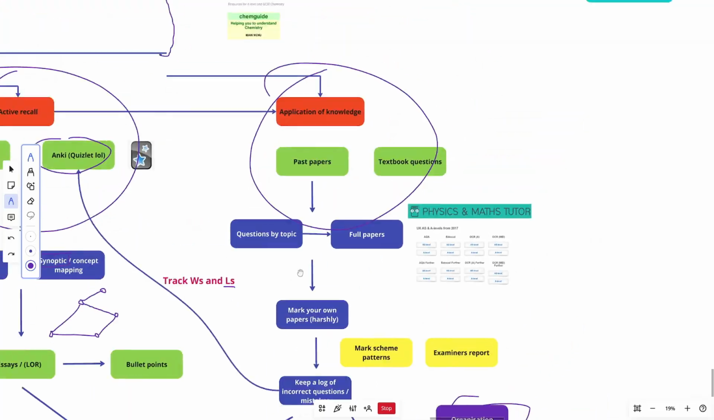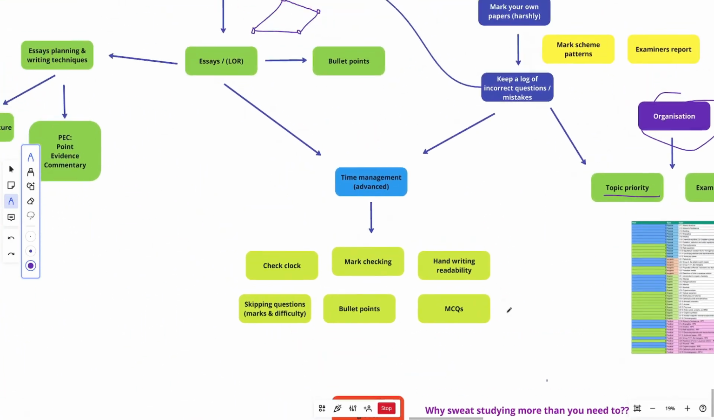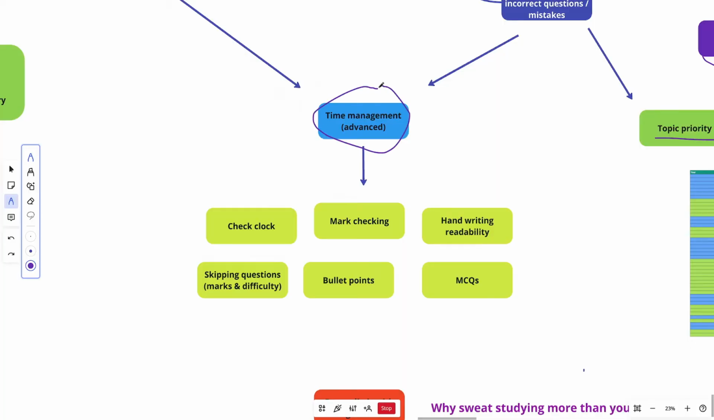Ooh, rushing through this. What's next? Okay, we've basically covered everything. Last stuff, time management, okay? I've put this as advanced because you don't really want to worry about this at the beginning.